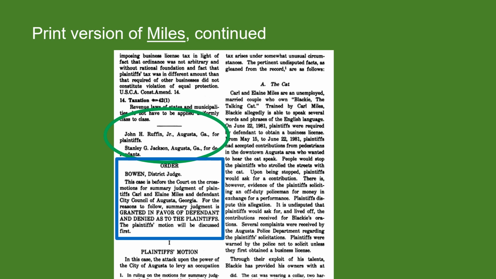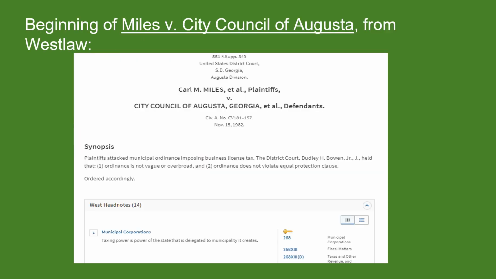The print version of Miles continues with who the attorneys were, and then it goes into what the judge actually does. Here's what the judge said, and then it gets into the more meaty part of the case, which is the facts. If you look the case up on Westlaw, you get the same type of thing. It just looks a little bit different. You get the names, the docket number, the court, the date, etc., the synopsis, and even the headnotes.